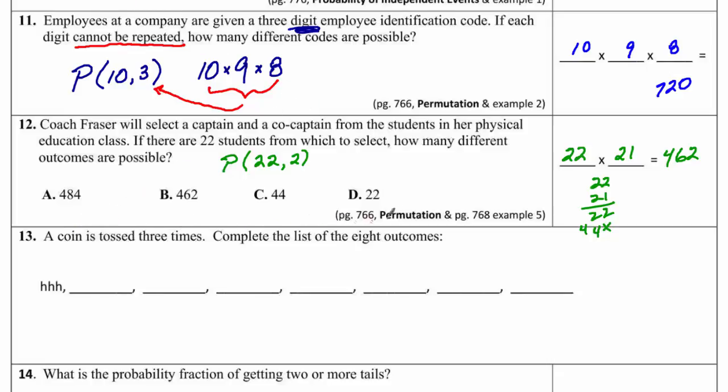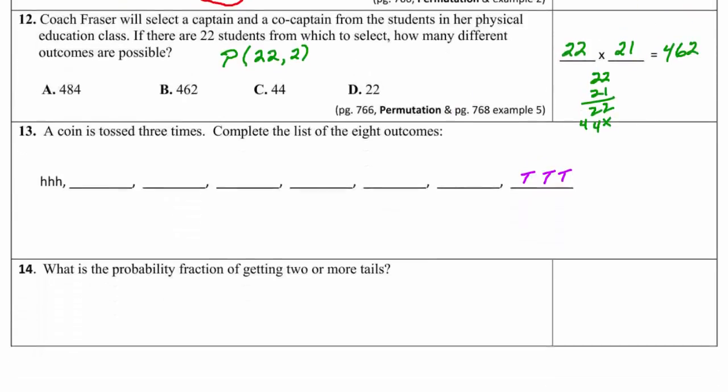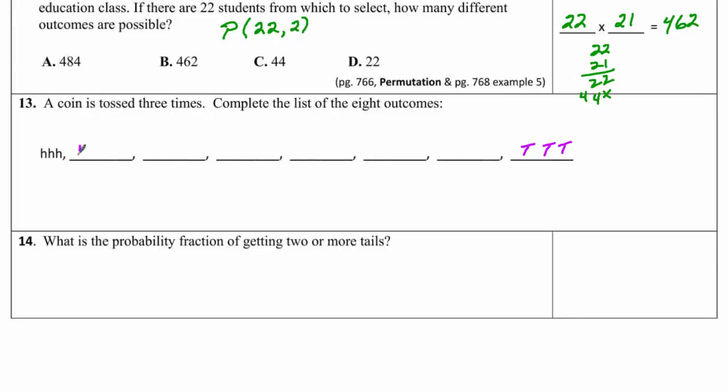Number 13, you toss a coin 3 times, complete the list of the 8 outcomes. So I always like to complete my lists in an orderly fashion. So if it's going to start with heads, heads, heads, it's going to end with tails, tails, tails. So this will be the one that has 2 heads and then a tail. And this will have a head, a tail, and a head. And this will have a tail, a head, and a head. So now I've done all the things that can have 2 heads. 2 heads, then a tail. 2 heads with the tail in the middle, a tail, then the 2 heads.